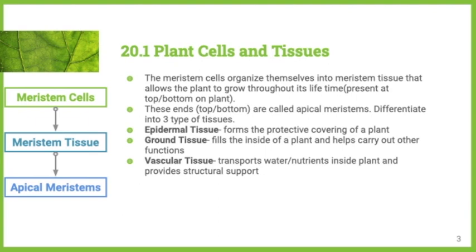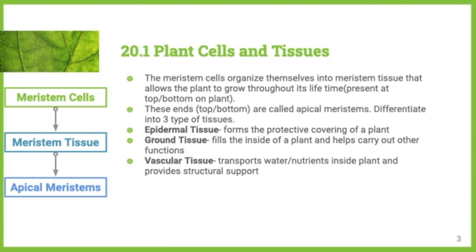So the first part of chapter 20 talks about plant cells and tissues. And so the meristem cells organize themselves into meristem tissue that allows the plant to grow throughout its life, and it's usually present at the top and the bottom of a plant. And these ends, the top and bottom, are called apical meristems, which differentiate themselves into three types of tissues.